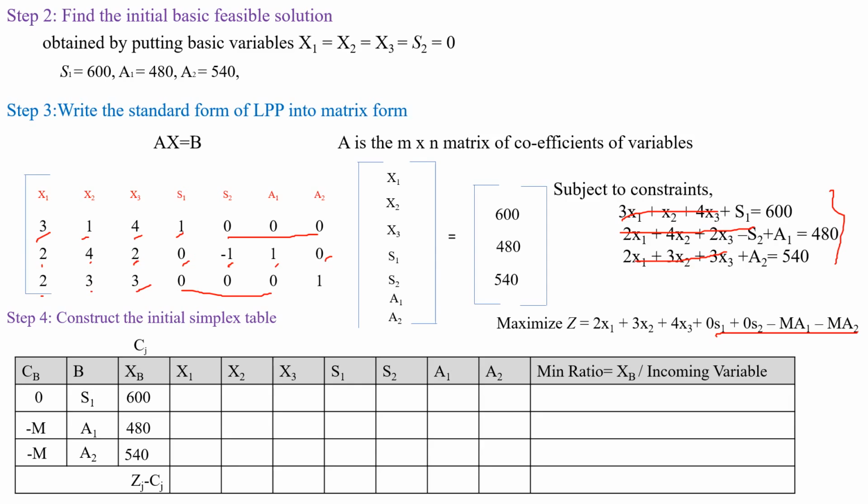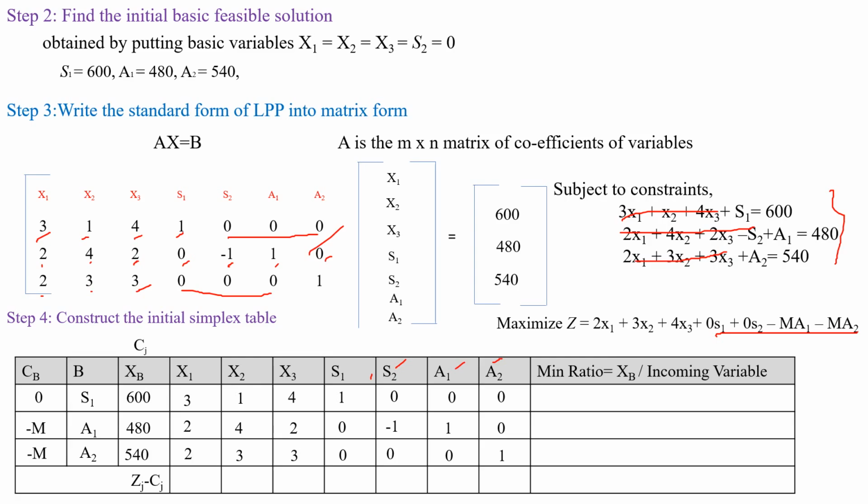And here X1, X2, X3, S1, S2 and A1 and A2 are the present variables, and write down their coefficient values by observing the constraint equations or matrix A. So here we have to fill all the coefficients for the basic variables by observing the constraint equation or the matrix A.